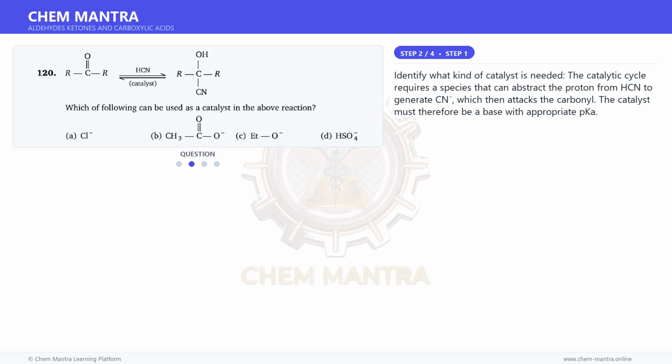Moving on to the next step. Identify what kind of catalyst is needed. The catalytic cycle requires a species that can abstract the proton from HCN to generate CN⁻, which then attacks the carbonyl. The catalyst must therefore be a base with appropriate pKa.